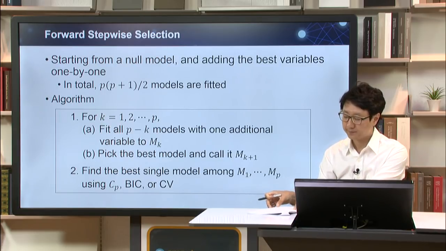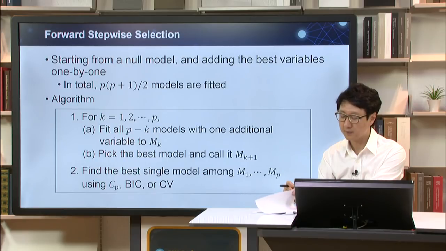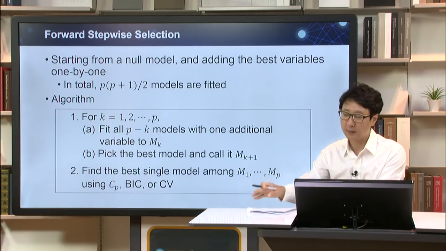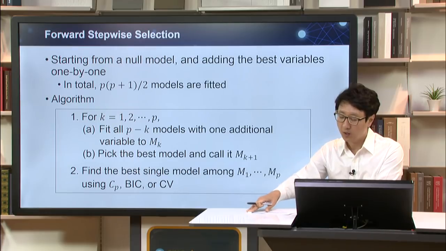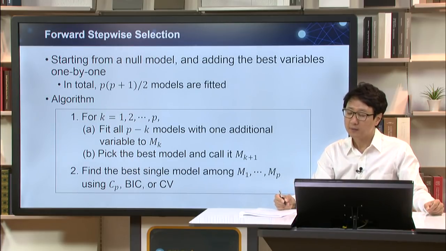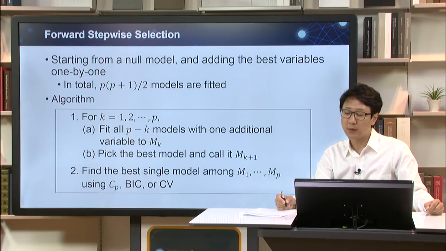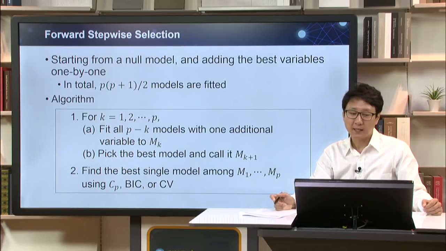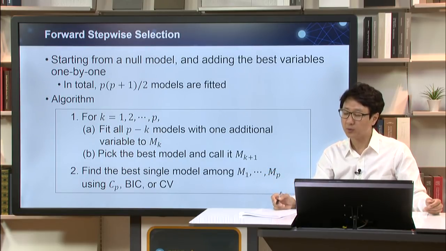So, instead of this best subset selection scheme, practically, stepwise selection methods are more preferred. There are two stepwise selection methods, forward and backward. Forward stepwise selection first. This method starts from the null model, with no input variable. Then it adds the best variables one by one.